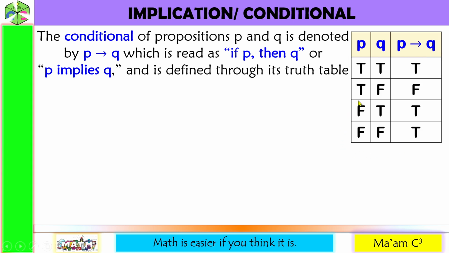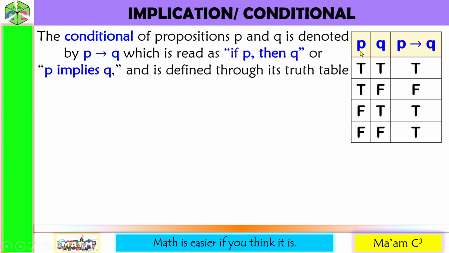If the truth value of proposition P is true and the truth value of proposition Q is false, then P implies Q is false. If the truth value of the proposition P is false and the truth value of the proposition Q is true, P implies Q is still true. And if P and Q are both false, P implies Q is still true.